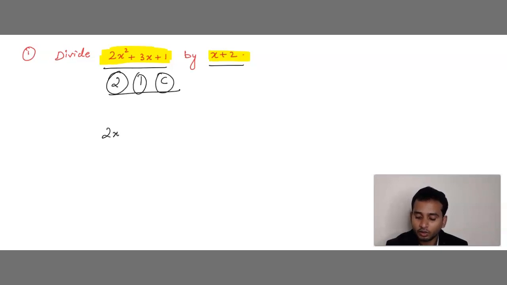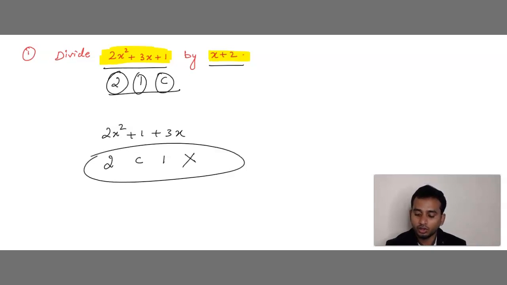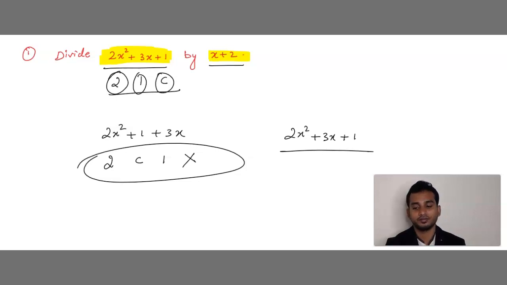Suppose the question was like this: 2x square plus 1 plus 3x. Is this given expression in the standard form? See, highest degree is 2, then we have constant, then we have degree 1. So it is not in the standard form. So what should we do? We have to write the second degree term first. Just rearranging: first you write the second degree term, then you bring the first degree term here, then you bring the constant here. Now this is standard.